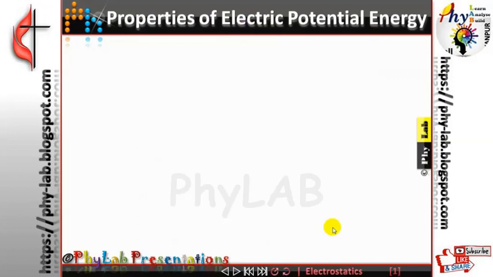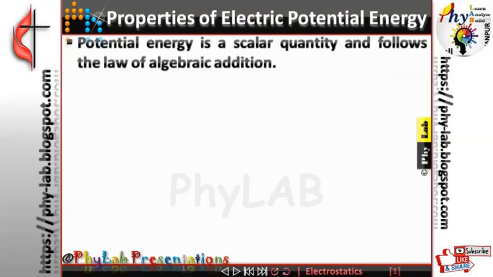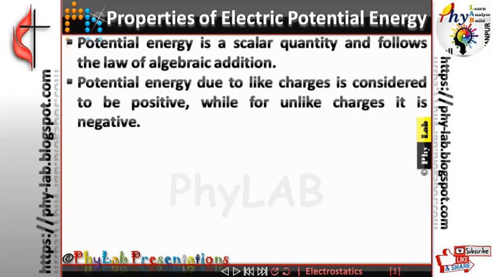Now, properties associated with electrostatic potential and potential energy. Remember friends, potential energy is a scalar quantity, hence it will follow the law of algebraic addition. That's the important thing that you should keep in your mind. It's a scalar quantity, so it will be just added like pure numbers. Now, potential energy due to like charges is always written with a positive sign, whereas potential energy due to unlike charges is written with a negative sign.